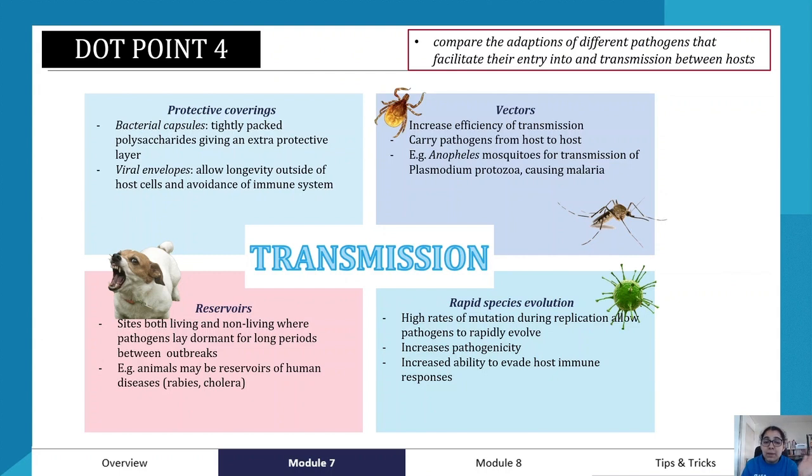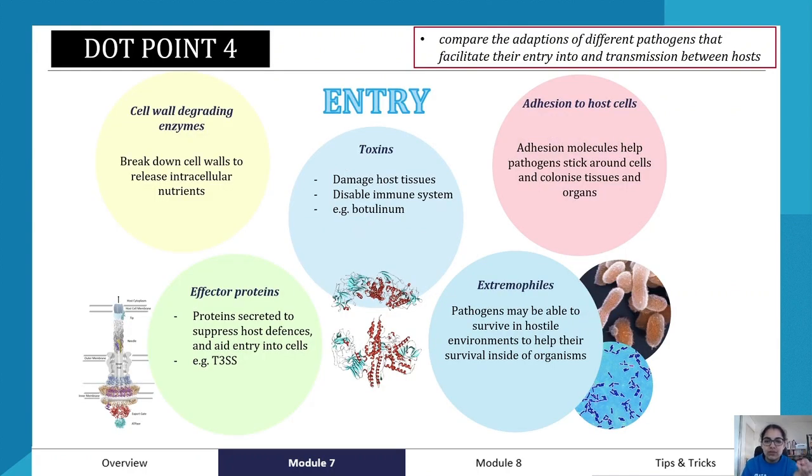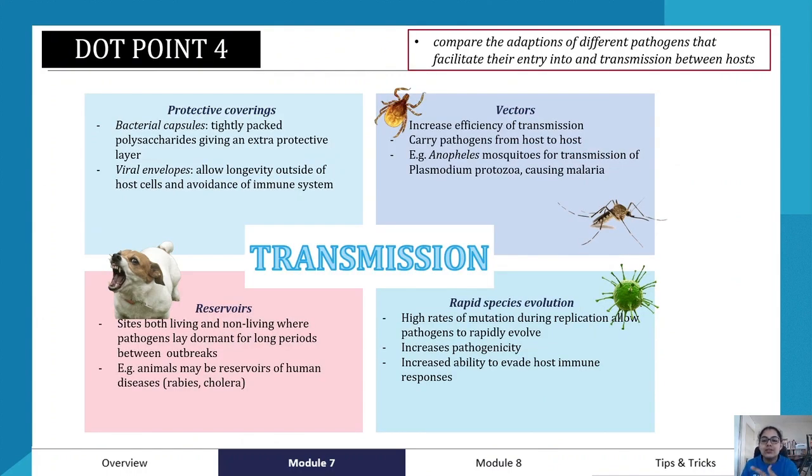Now, when we compare the transmission, we also need to think about essentially how is it happening. We know the internal chemical or biochemical formula of what the different parts of these pathogens are actually doing to enter the cells, but how do they actually transmit from one to the other? So, protective coverings. Bacterial capsules are tightly packed polysaccharides, and they give the bacteria an extra protective layer. And we also have viral envelopes, and they allow longevity outside of the host cell and actually also help with the avoidance of the immune system.